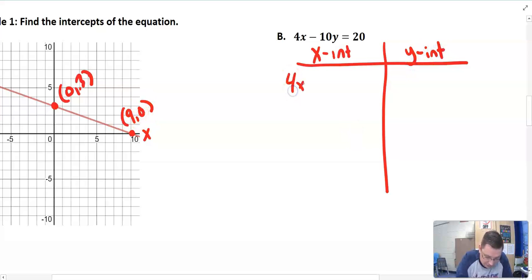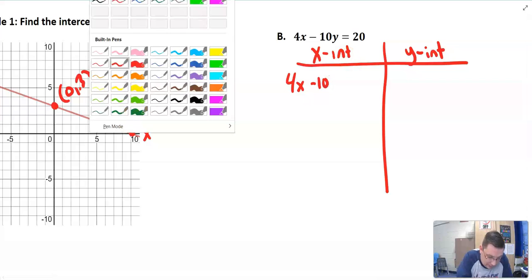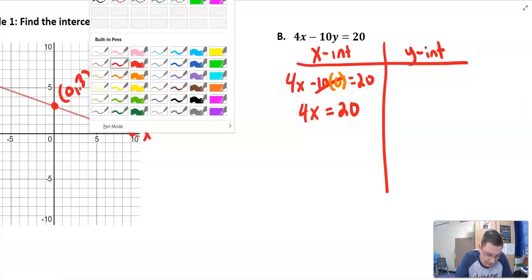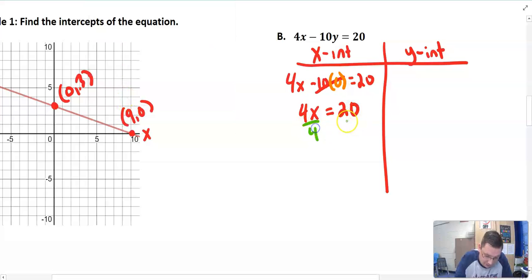So I'm going to get 4x minus 10 times what? 0 is equal to 20. Again, when I'm looking for the x-intercept, the y is 0. I'm looking for x. And so this becomes 0. So I'm going to get that 4x is equal to 20. And if 4x is equal to 20, we divide both sides by 4, and we're going to get that x is equal to 5. Meaning that my x-intercept is at (5, 0).